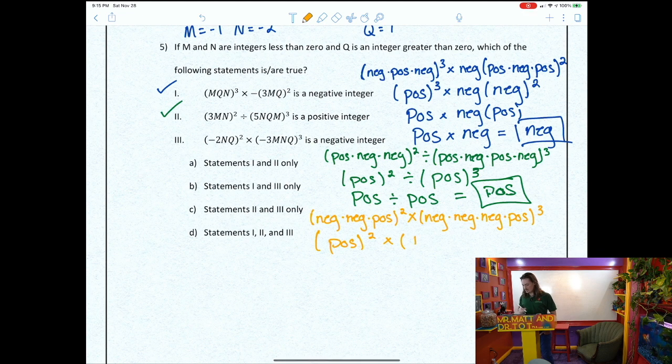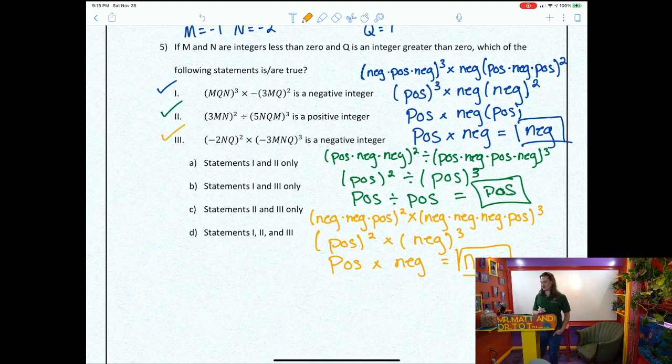That's going to be a negative number cubed. A positive number squared is positive. A negative number cubed, however, is going to remain negative. A positive times a negative will be negative. So statement 3 is also true, and our answer is going to be D, statements 1, 2, and 3. Oops, excuse me. I'm sorry, my camera's hiding that.